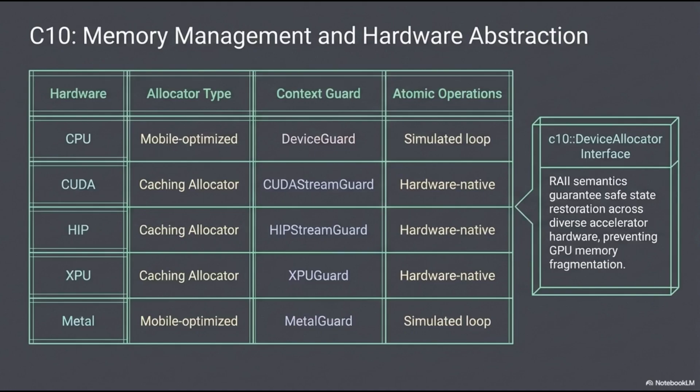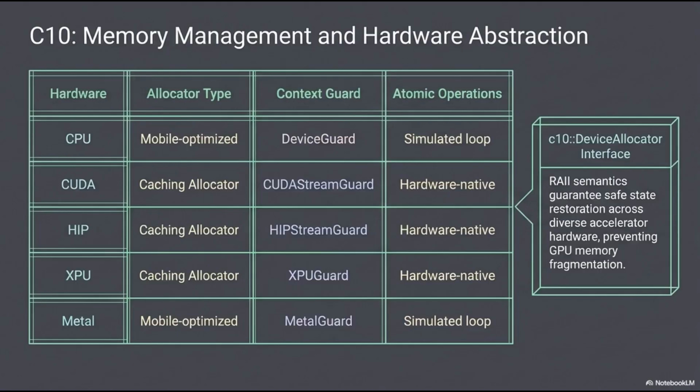For general-purpose CPUs and Metal, which often target integrated or mobile environments, we utilize mobile-optimized allocators and simulated loops for atomic operations. In contrast, dedicated accelerators like CUDA, HIP, and XPU leverage caching allocators for efficient memory reuse and perform atomic operations natively on the hardware itself.